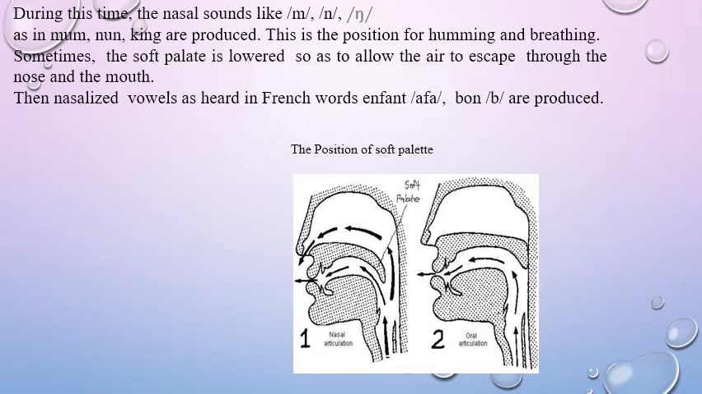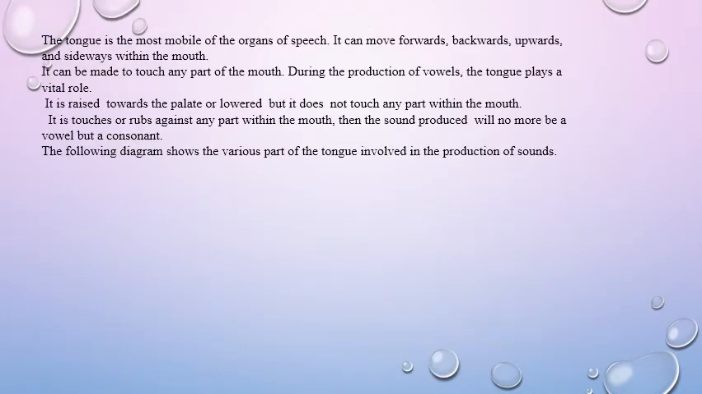Okay, so these nasal vowels are heard in French words. So, enfant, bon. What happens is when you say bon, though you open the mouth, the air passes only through the nose. Okay, now I told you the most flexible part in the mouth is the tongue.